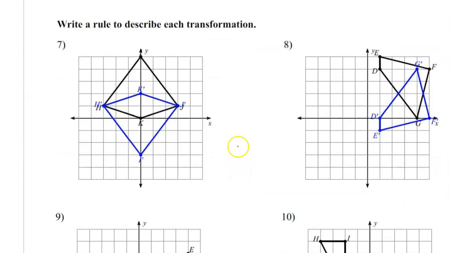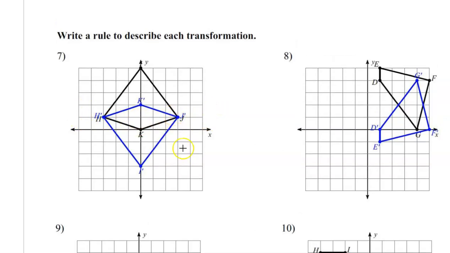All right, so on the second page, these problems are a little bit backwards. This time we are given the image and the pre-image, and basically we have to figure out what's the reflection line. If you pick a pair of corresponding points like K and K prime, you can see that the line that passes right through the middle between them is this horizontal line right here. This is the reflection line.